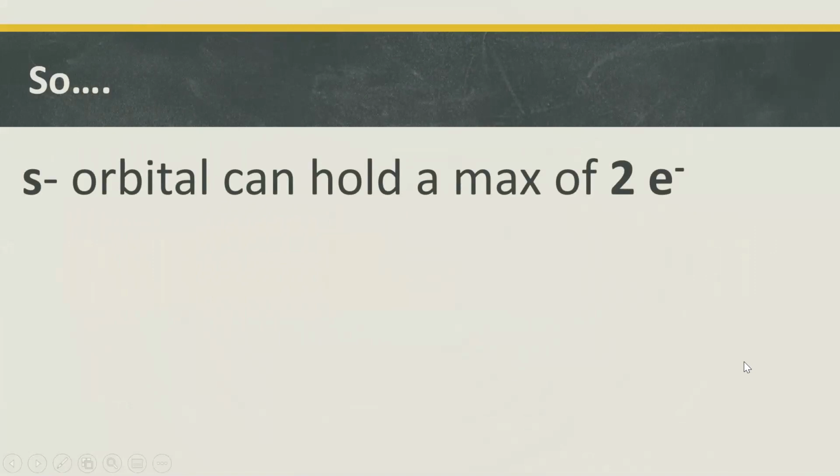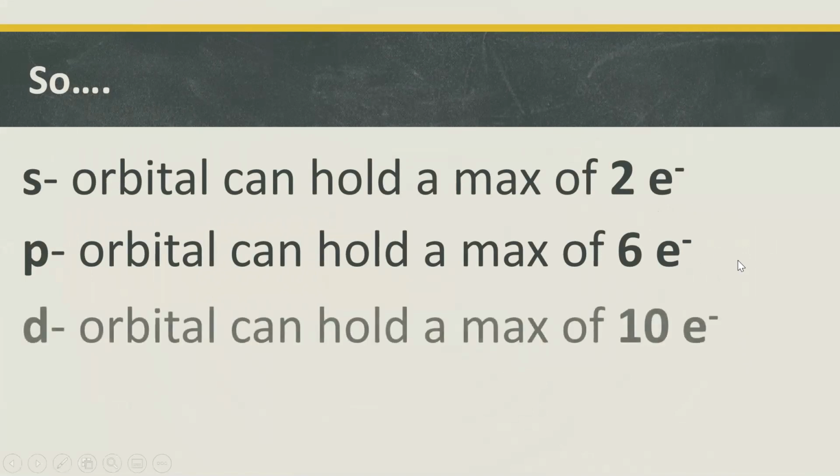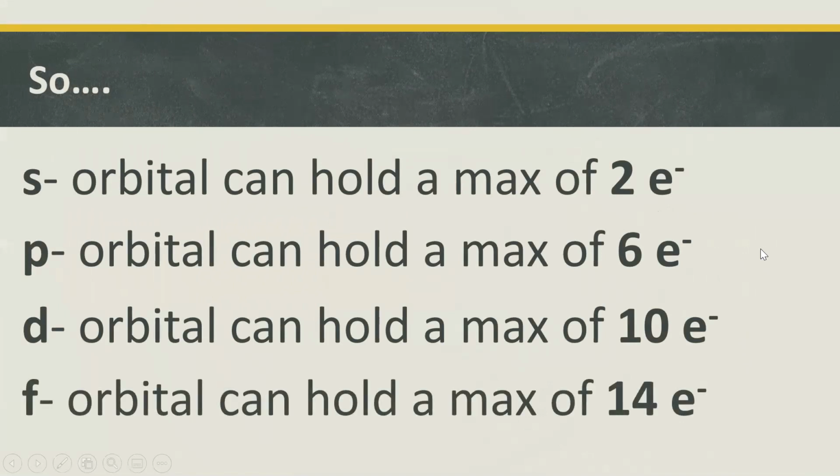We said that S can hold 2 electrons because it has 1 orbital, 2 in that orbital. P can hold a max of 6 electrons because it has 3 orbitals, 2 in each orbital. D can hold a maximum of 10 electrons because it has 5 orbitals, 2 in each. And F can hold a maximum of 14 electrons because it has 7 orbitals, 2 electrons in each.